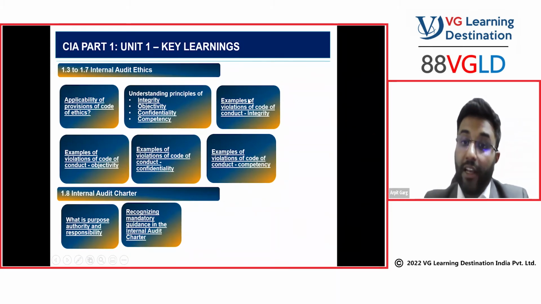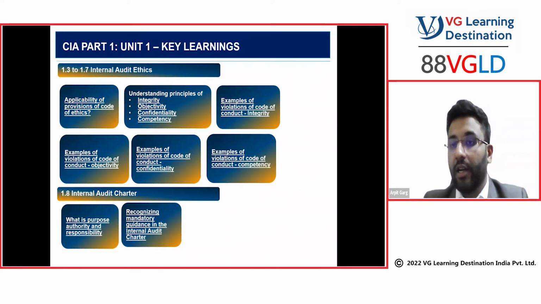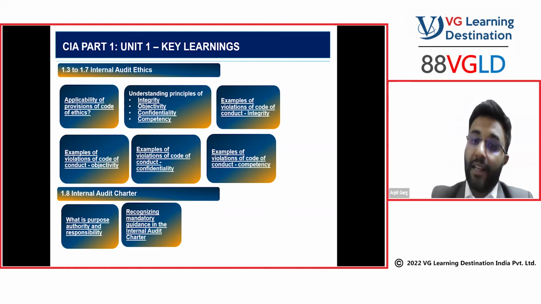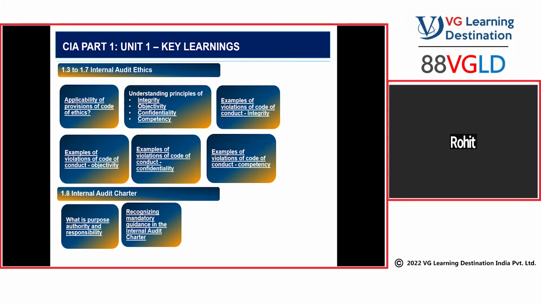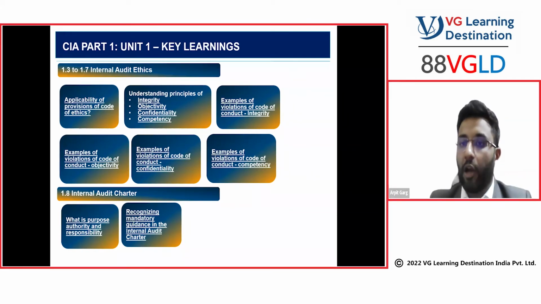Then examples of violation of these things. We'll understand in which case it will say that the employees have violated integrity or have violated objectivity. That's what we are going to learn, because in the examination the examiner will ask questions such as: there has been a case where there was a conflict of interest between the internal auditor and the auditee, which means that the person was his friend, or a relative. In that case, is it violating my integrity? Is it violating my objectivity, confidentiality, competency? That's how we have to relate and answer the question. So that's what we are going to learn.